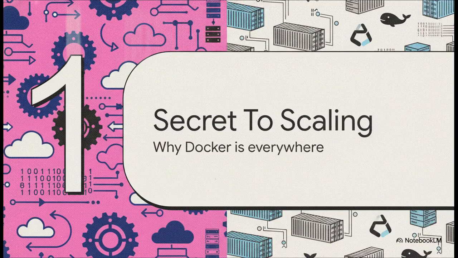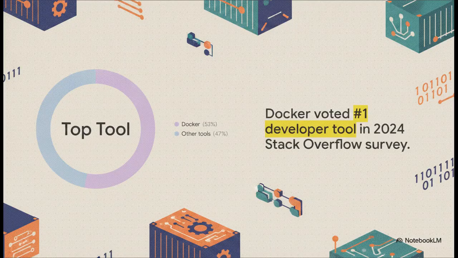Section 1. The secret to scaling. Let's look at why Docker is absolutely everywhere. You know, the numbers really just speak for themselves here. If we look at the 2024 Stack Overflow survey, Docker completely crushed the competition. It was voted the #1 preferred developer tool by over 53% of respondents. Think about that. Whether you're a data scientist, a cloud engineer, or an AI specialist, knowing Docker, well, it's really no longer optional. It is a foundational skill for modern application architectures.